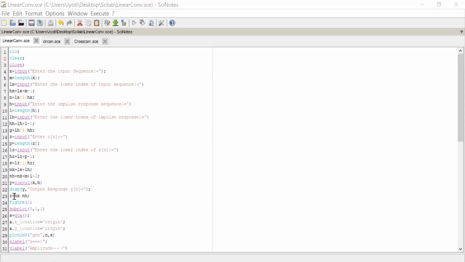Okay, then its limits. Y of n, what are the limits? You already calculated. N of x, nh. Okay, therefore R is equal to the position of the output sequence, meaning where the output will start and where it will end. It will start at nx and at nh.